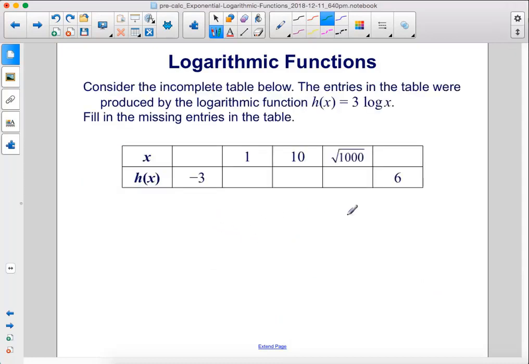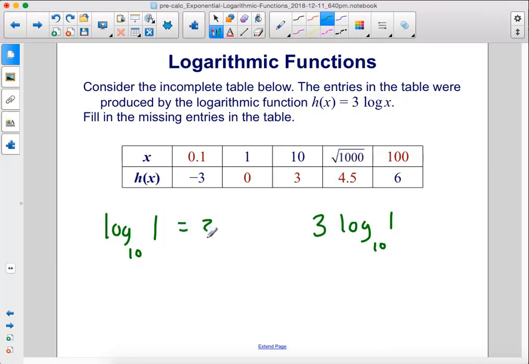Consider the incomplete table below. The entries in the table were produced by the logarithmic function h of x equals 3 times log of x. Fill in the missing entries in the table. Let's take one of these as an example. When x equals 1, we have 3 times log of 1. Now remember, this is log base 10. So what is log base 10 of 1?